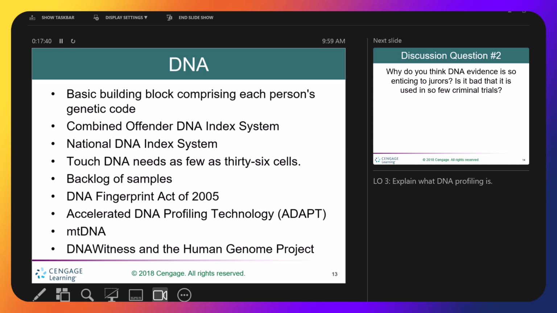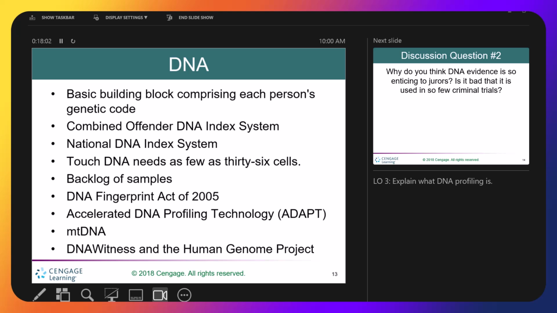So you had the DNA Fingerprint Act of 2005. Prior to that, DNA fingerprint stuff was not considered valid. It was like voodoo science, something that was unproven. Now, with it being more prevalent and this act coming into play, it is something that can be used in the court of law. Accelerated DNA profiling technology, mtDNA.